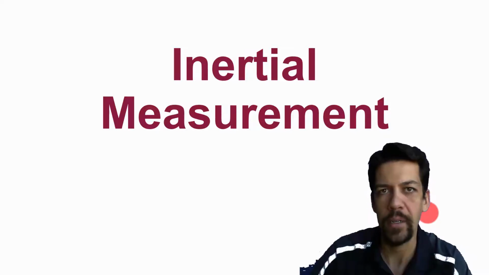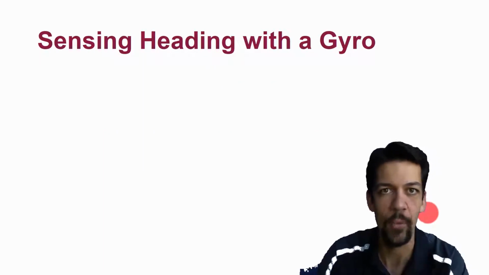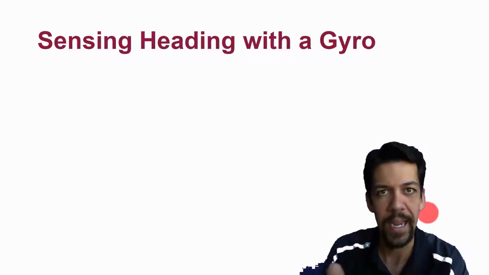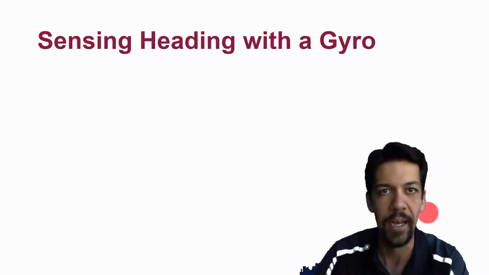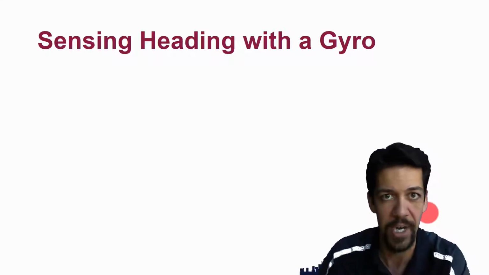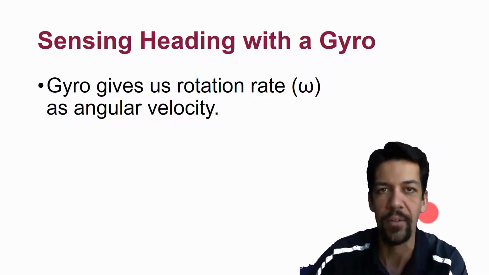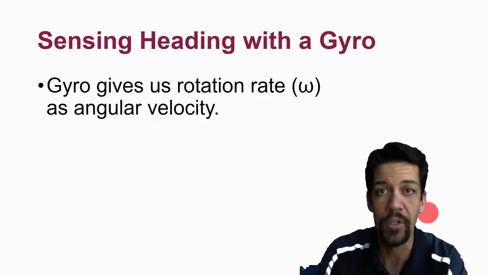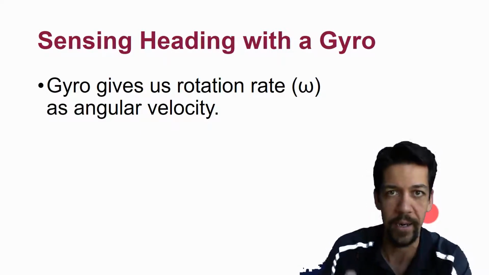Now let's look at how we can use the output of these sensors to figure out our position in the world. The first one we're going to look at is sensing heading with a gyro. And we talked about heading as the yaw, or rotation around the z-axis of some object, of some reference frame. What a gyro gives us is the angular rotation, or the angular velocity, around one axis. Let's call it the x-axis, right, to get our heading.